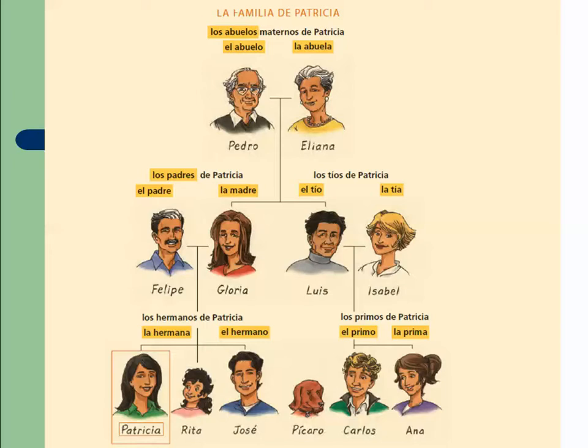Luis es el tío de Patricia. Isabel es la tía de Patricia. Carlos es el primo de Patricia.